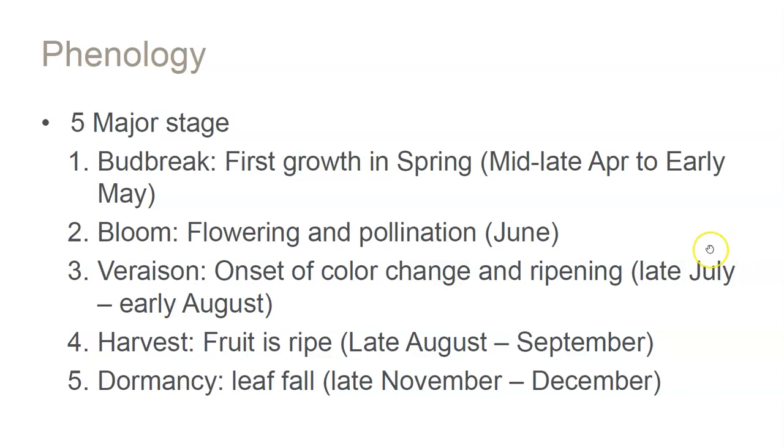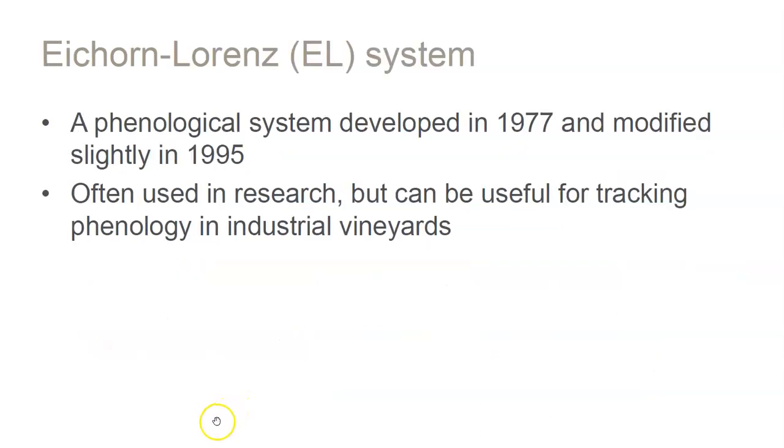Bud break, which is that first growth in the spring. Bloom, which is flowering. And then Veraison, which is the onset of color change. And that's also when we get a massive increase in sugar, when stuff starts to get ripe. And then, of course, harvest. And then dormancy.